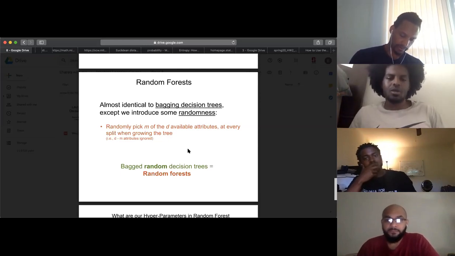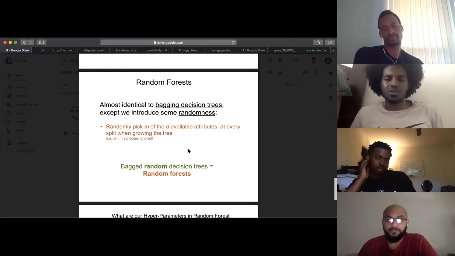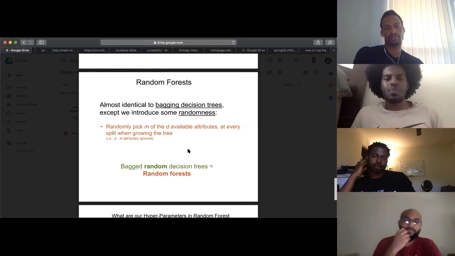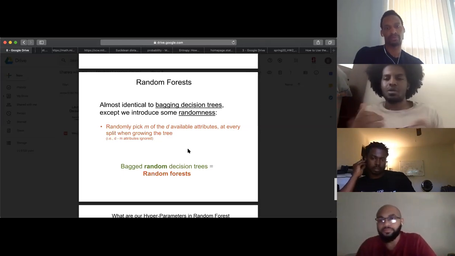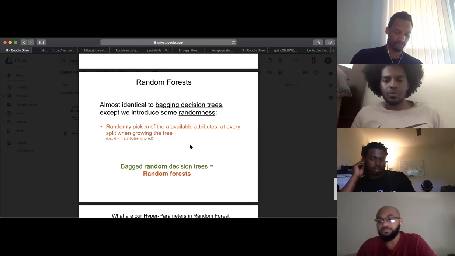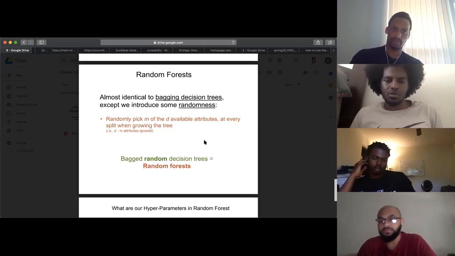At each level where you're trying to calculate the best feature, you are just going to pick some random subset of those features, calculate the information gain from that, and select that as the best feature. And you'll repeat that for as many trees as needed, and that'll generate the random forest.